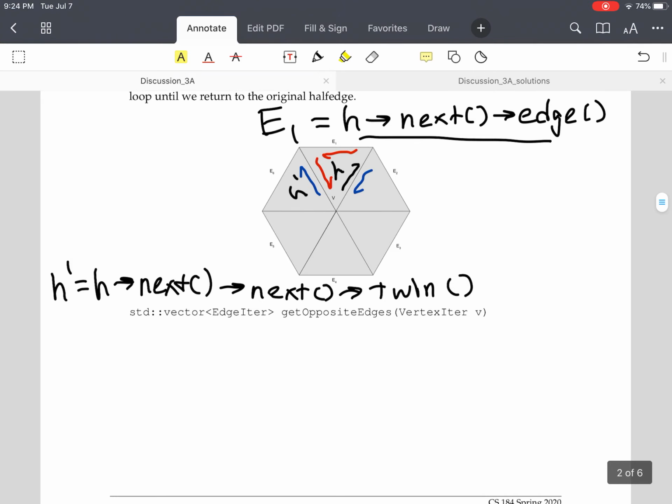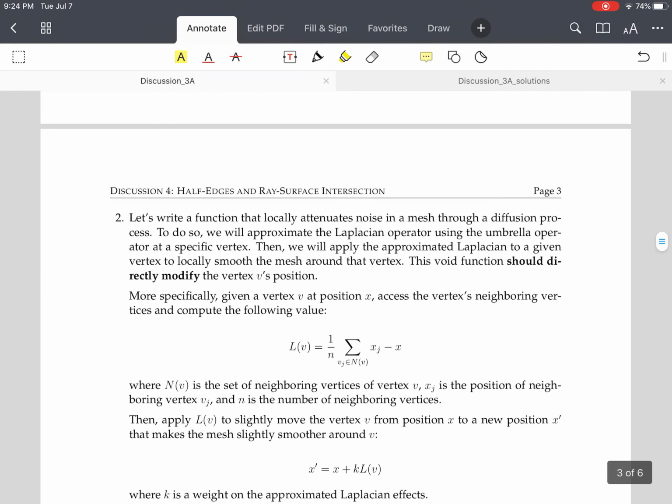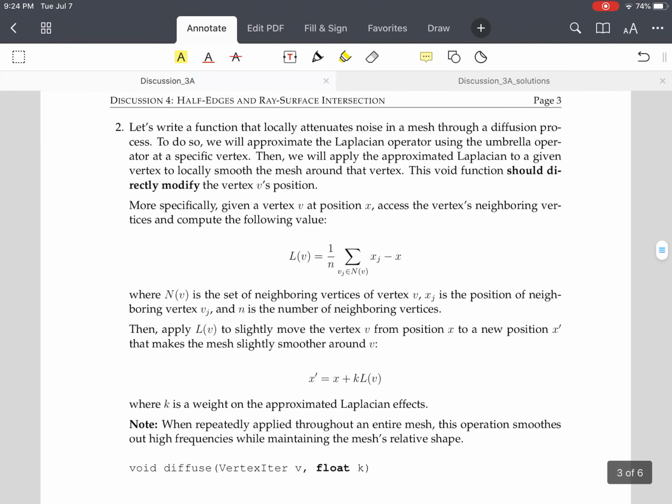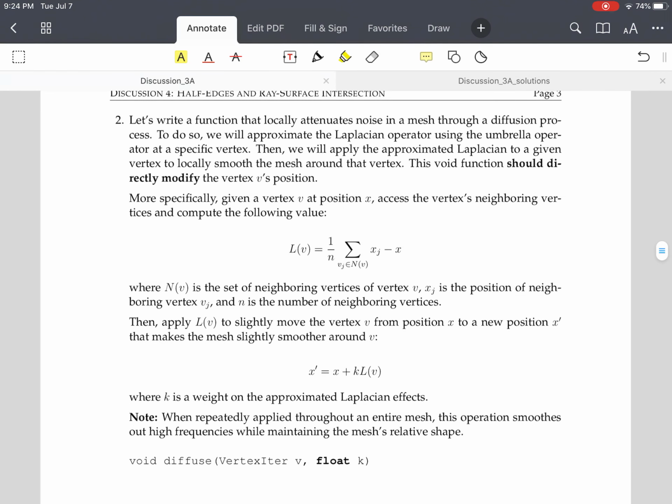Let's look at another problem using the half-edge data structure. So let's write a function that locally attenuates noise in a mesh through a diffusion process. To do so, we will approximate the Laplacian operator using the umbrella operator at a specific vertex. So this is kind of a lot of fancy words. Don't worry about any of that. Then we'll apply the approximated Laplacian to a given vertex to locally smooth the mesh around that vertex. This void function should directly modify the vertex V's position, okay?